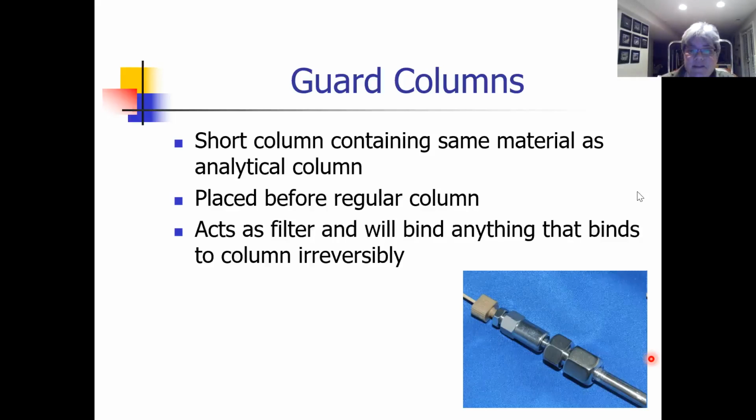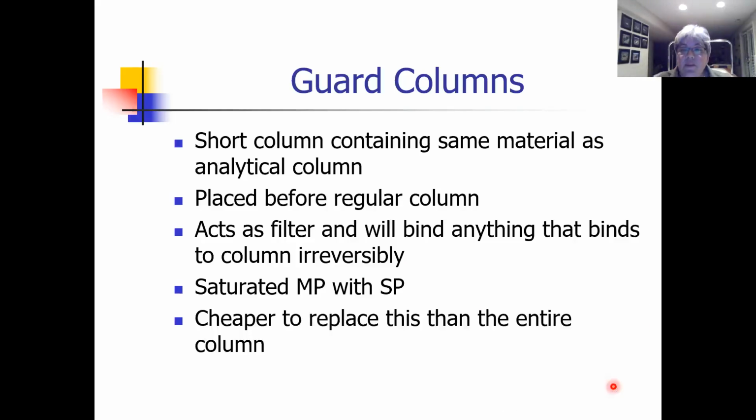Well, one thing is sometimes there's something in your sample that will bind on your column and will not come off, okay, irreversibly. So instead, we have that thing bind to the guard column and not your good, expensive analytical column. Another thing is sometimes some of the stationary phase will come off the column and go into the mobile phase. So if that happens, we're going to let that happen in the guard column, again, to protect this one. So these guard columns are much cheaper to replace than the regular column.